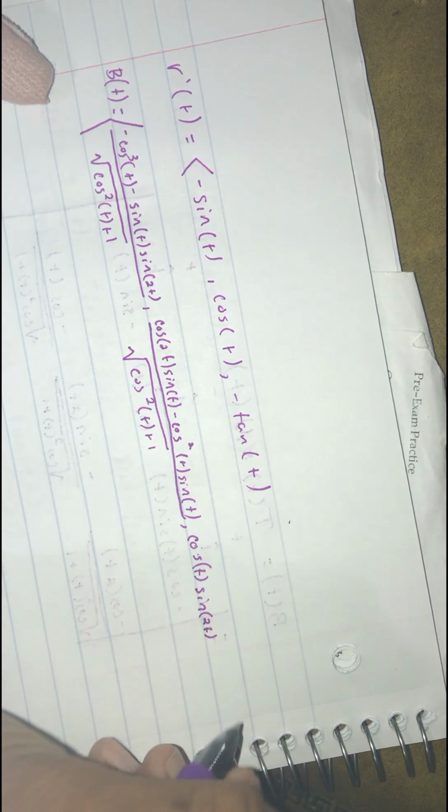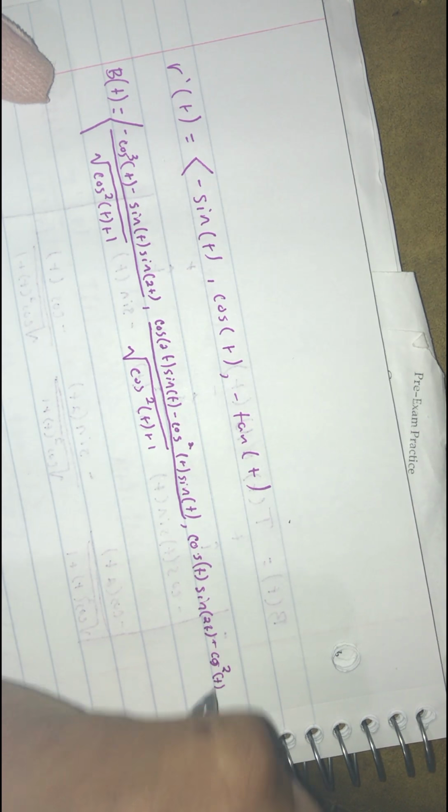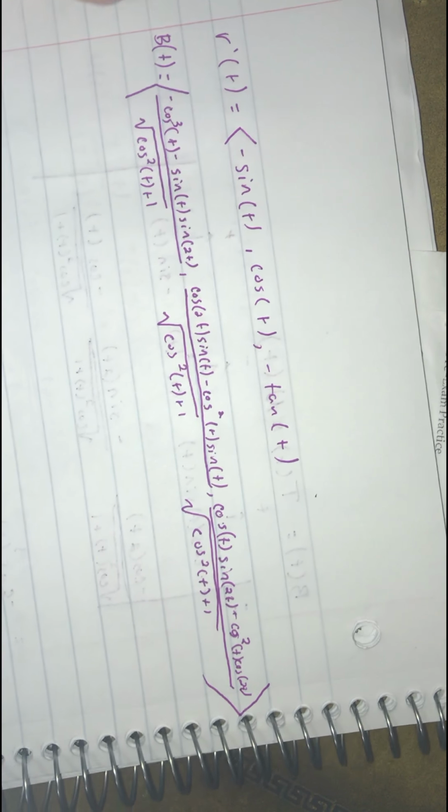Cosine t sine 2t plus cosine squared t cosine 2t over the square root of cosine squared t plus 1. Alright, so you guys might not be able to read that well, but I'm sorry.